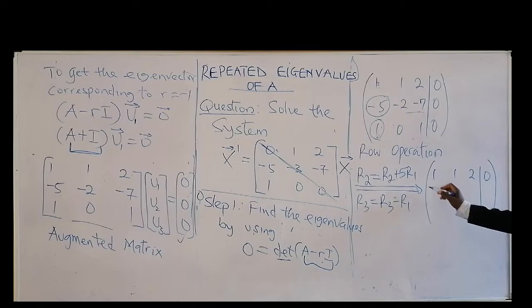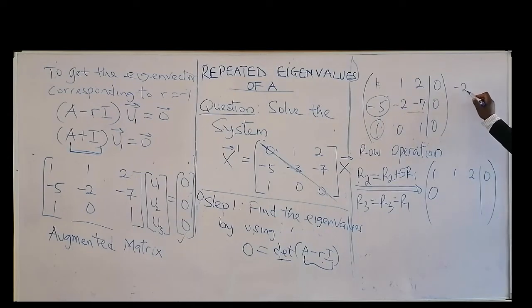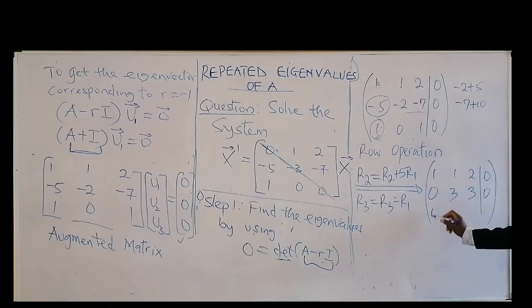Put your 0 here. So this is minus 5 plus 5, that's 0. This one here in row 2 is minus 2 plus 5, we have 3 here. Here is minus 7, plus 10, so I also have 3 here. So this one is 0. Then here, 1 minus 1, I have 0. 0 minus this, minus 1. 1 minus 2, I have minus 1. 0 minus 0, I have 0 here. So that's what we have now.